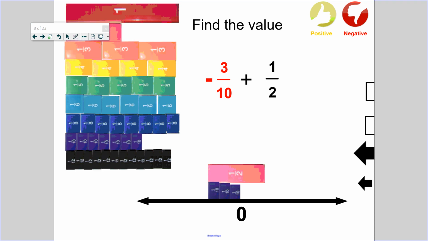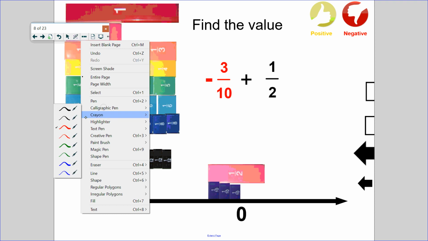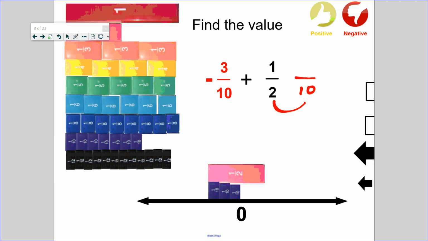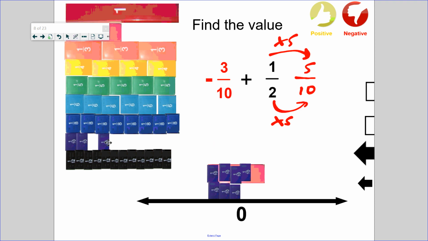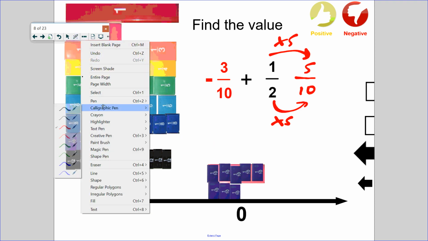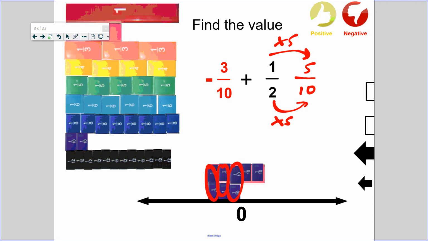Now I want to find the exact answer. What denominator do 2 and 10 share? The least common denominator. Hopefully you say 10. What's another way to rewrite 1/2 with a denominator of 10? Do you know the relationship? Hopefully you said times 5. So 5/10 is the same as saying 1/2. What happens when you have a negative and a positive? This makes a zero pair. So it's positive 2/10 or 1/5.